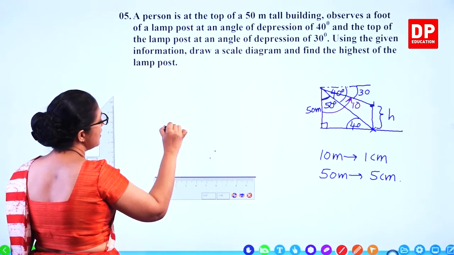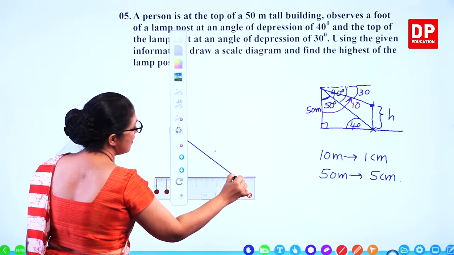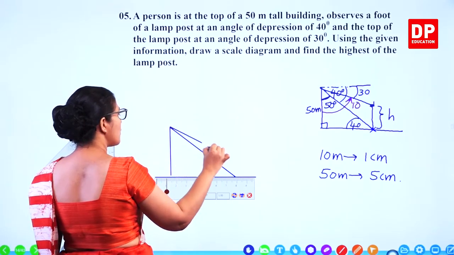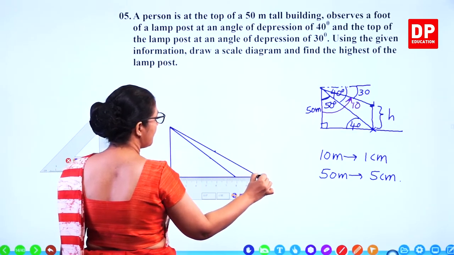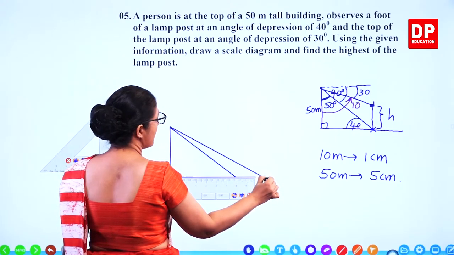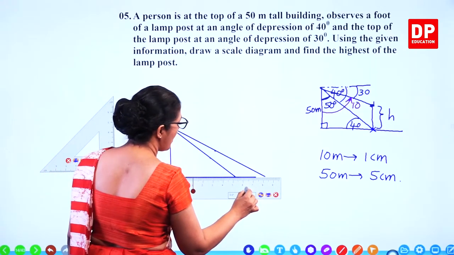So here too, here is the 50 degree angle, and here too, here. That's the 60 degree angle. You need to connect this one.